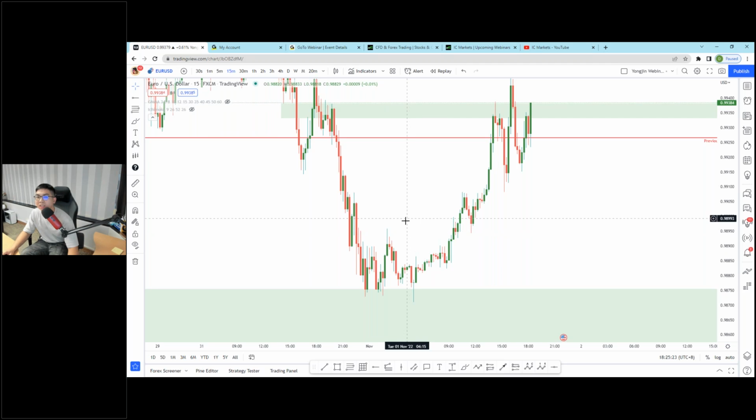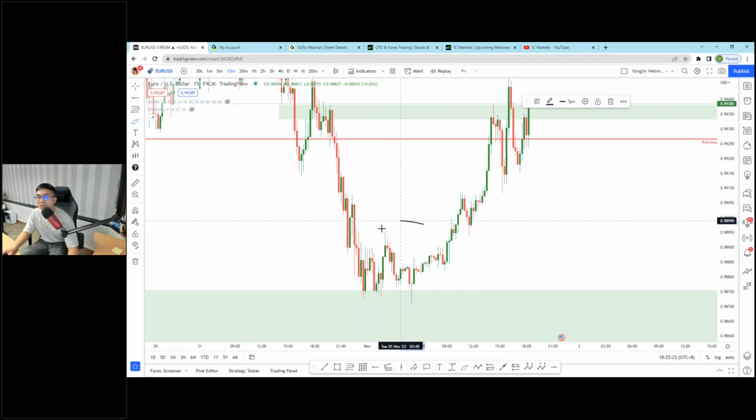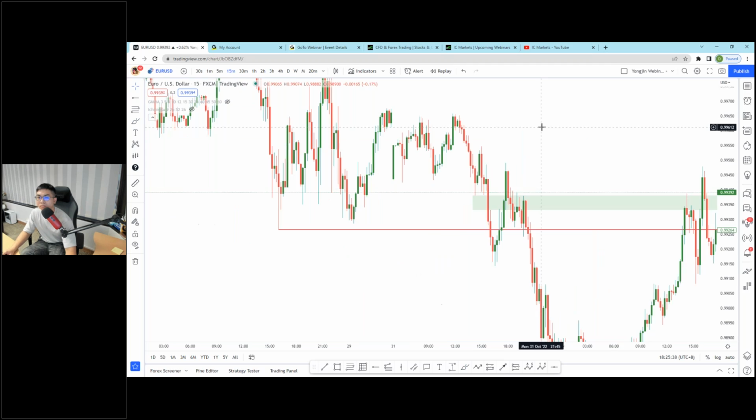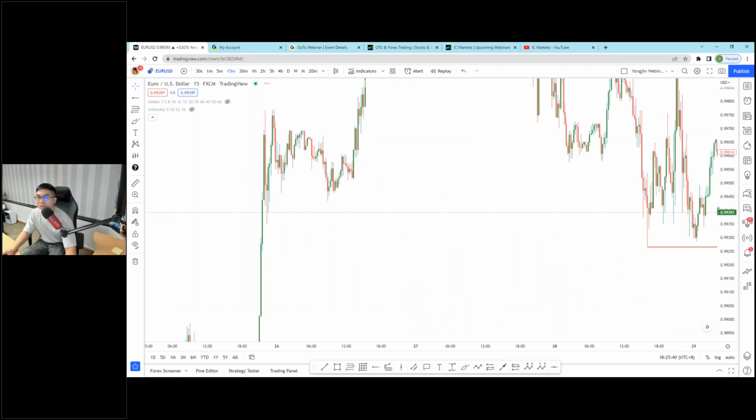There are no clean setups. I'm trying to look for a nice long setup. Although I know this area broke structure, the retracement isn't that great. My stop loss would have been at the bottom, so it's not that good. Let me try to find a quick one.